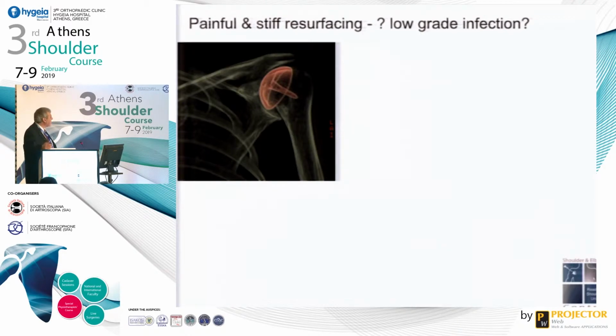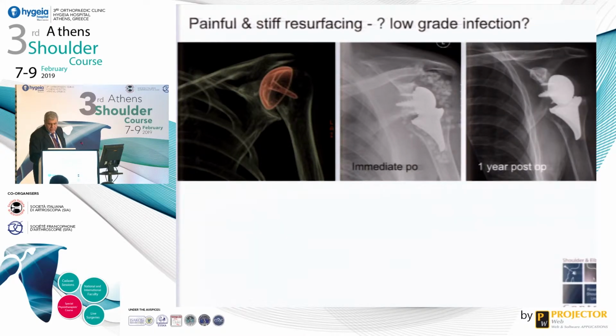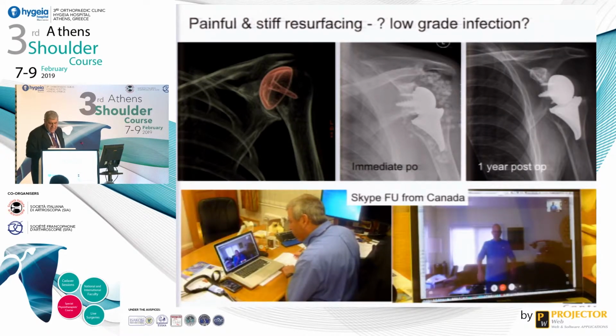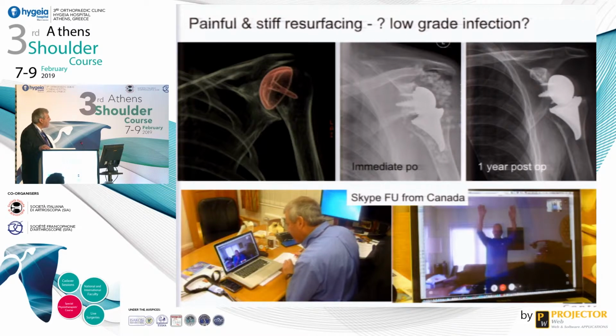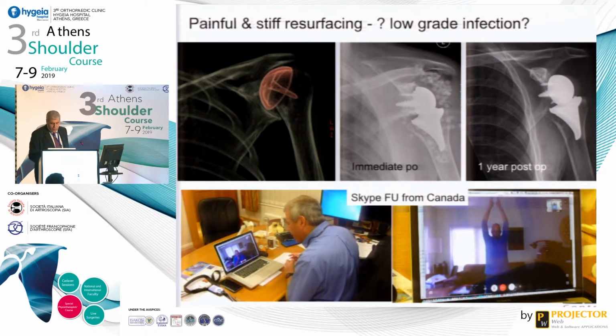Again, this gentleman was referred to me from Canada. He had a resurfacing, but he was painful. And the question was whether he's got a low-grade infection, and we did a revision. Again, he had a glenoid erosion as well, but I think he was infected. We couldn't grow anything, but again, this is a Skype follow-up from Canada, and he gets good range of movement and no signs of infection. And again, this was a low-grade infection.